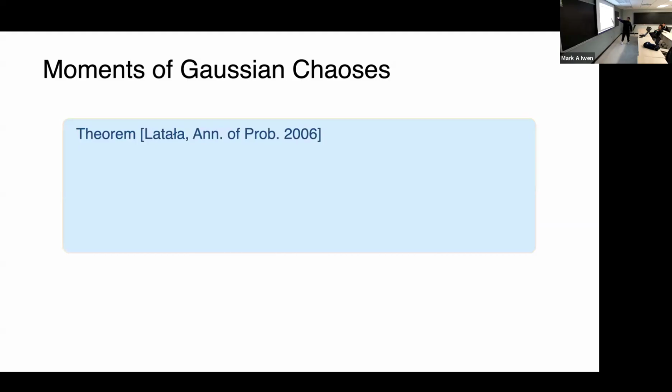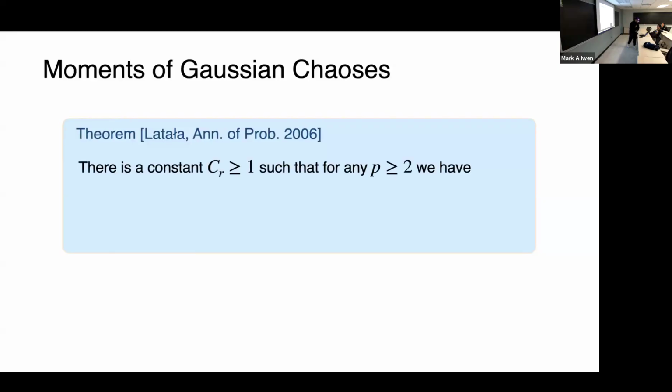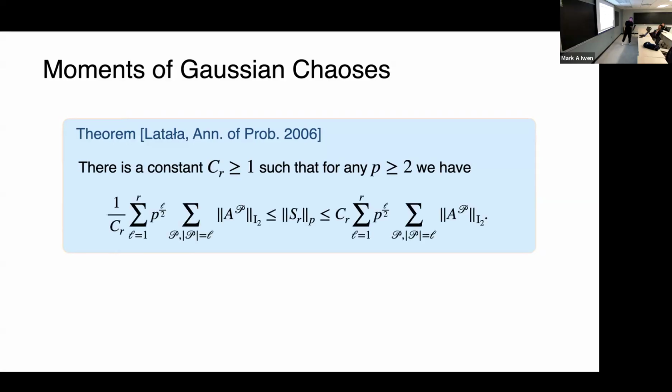It turns out that in the work of Latała that we were citing, the main question he was trying to understand was exactly that: what are the moments of the Gaussian chaos? And the result that we cited earlier on the expected injective norm was the main technical result used to prove the following theorem. What he showed is that there is some constant C sub R that depends only on the order of the tensor, such that for any p greater than or equal to 2, the pth moment can be bounded above and below by this quantity. So this is a tight bound.